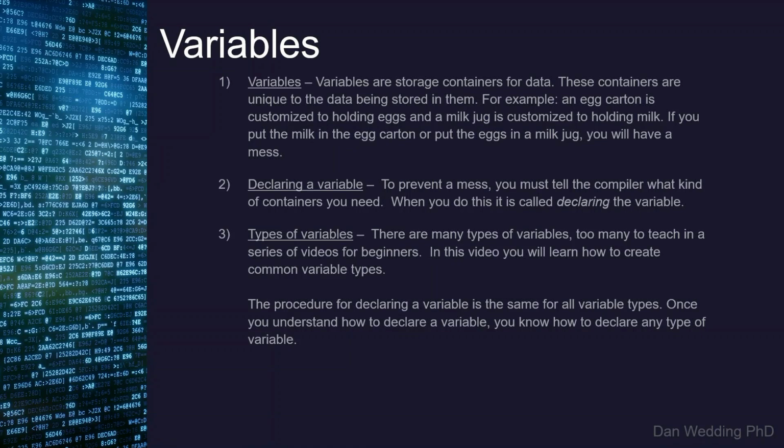When you do this, it is called declaring the variable. There are many types of variables, too many to teach in a series of videos for beginners. In this video, you will learn how to create common variable types. The procedure for declaring a variable is the same for all variable types. Once you understand how to declare a variable, you will know how to declare any type of variable.